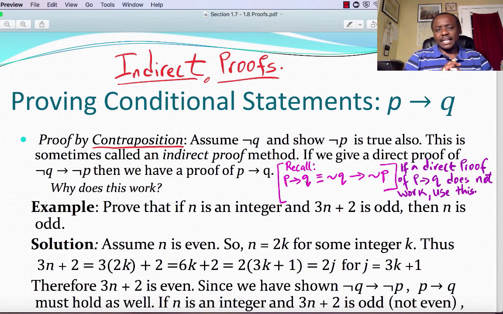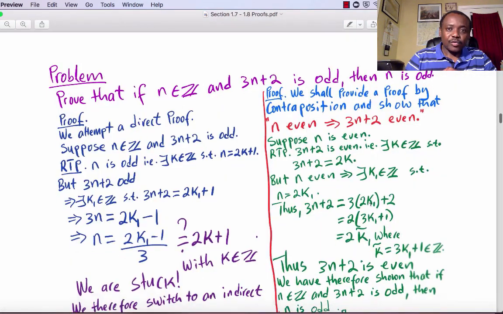Let's go ahead and take an example. Prove that if n is an integer and 3n plus 2 is odd, then n is odd. Now, I'll give you my proof because I want to start with a direct proof and show you why we are switching to an indirect proof. A restatement of the problem: prove that if n is an integer and 3n plus 2 is odd, then n has to be odd.